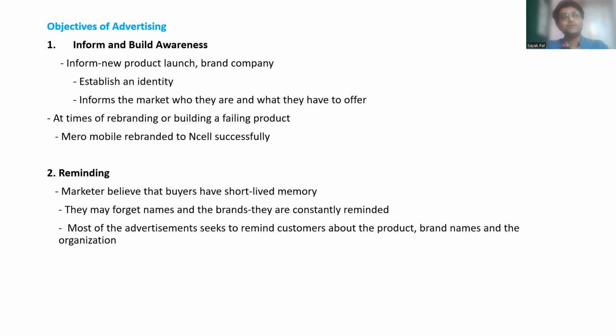Establish an identity. Before we discuss this point, we need to understand one concept, that is brand identity. Now, what is brand identity? Every brand has a particular identity. These identities act as an image for the brand, for the consumer. For example, when we consume one particular beverage, we consume it not only because of the taste, the flavor, or the price, but also because of the personality it carries.